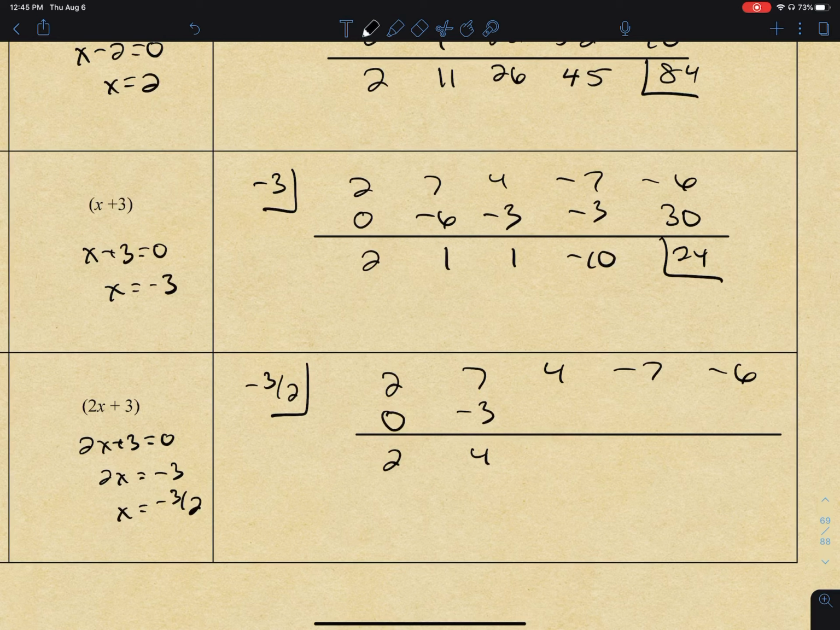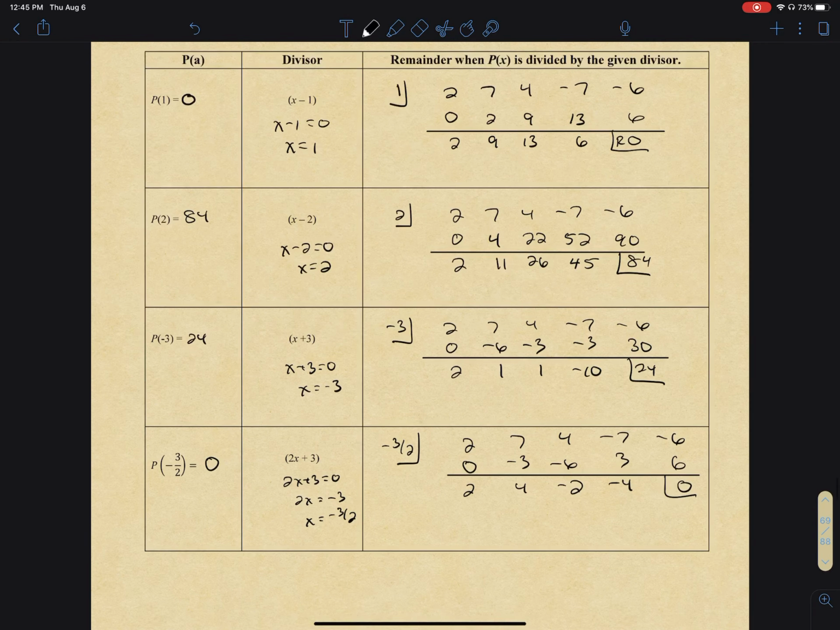-3/2 times 4. 4 divided by 2 is 2. 2 times -3 is -6. And then we add. -3/2 times -2. The 2's cancel. So we have -3 divided by -1. That's +3. And we add. Multiply these little fellas together, we get +6, and we add, we get a remainder of 0, just like we expected. So guess what? It sure appears as though the remainder theorem works.